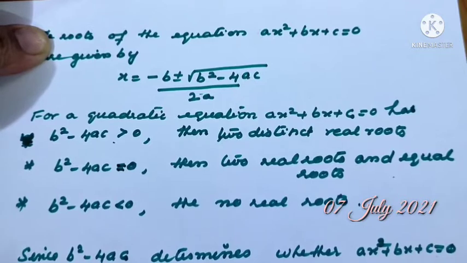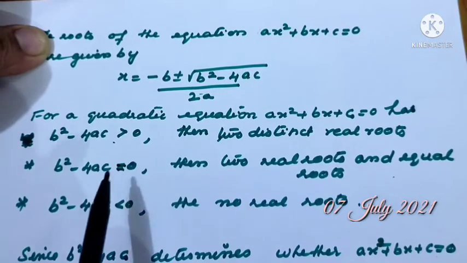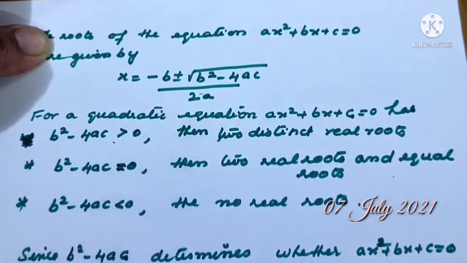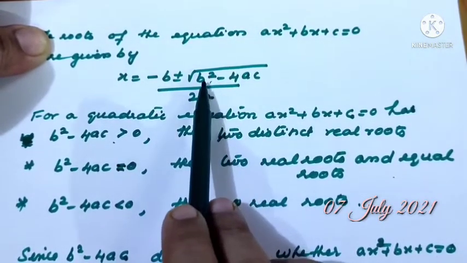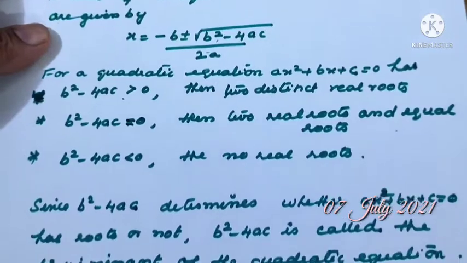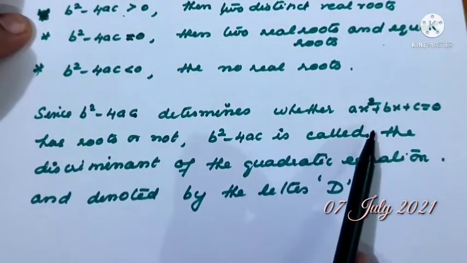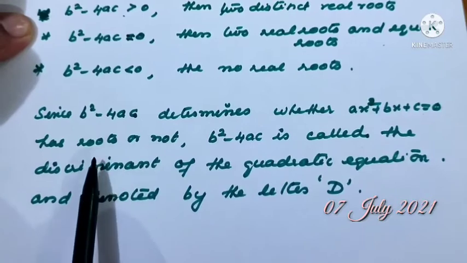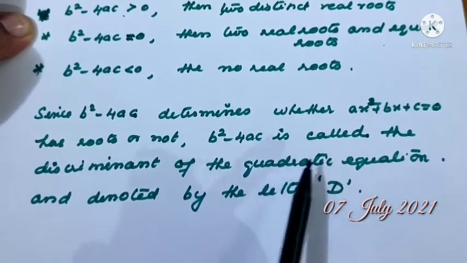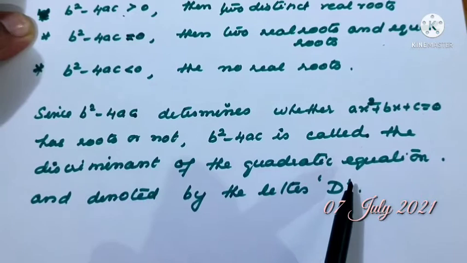See, already we have learned one method, that is the method of completing the square. We solved the examples in the last video. In the last class you saw that some equations have roots, some equations have equal roots, and some equations do not have any roots. So this also happens when we are dealing with the quadratic formula. In the quadratic formula, one part that determines this is b square minus 4ac. Since b square minus 4ac determines whether ax square plus bx plus c equal to 0 has any roots or not, b square minus 4ac is called the discriminant of the quadratic equation.